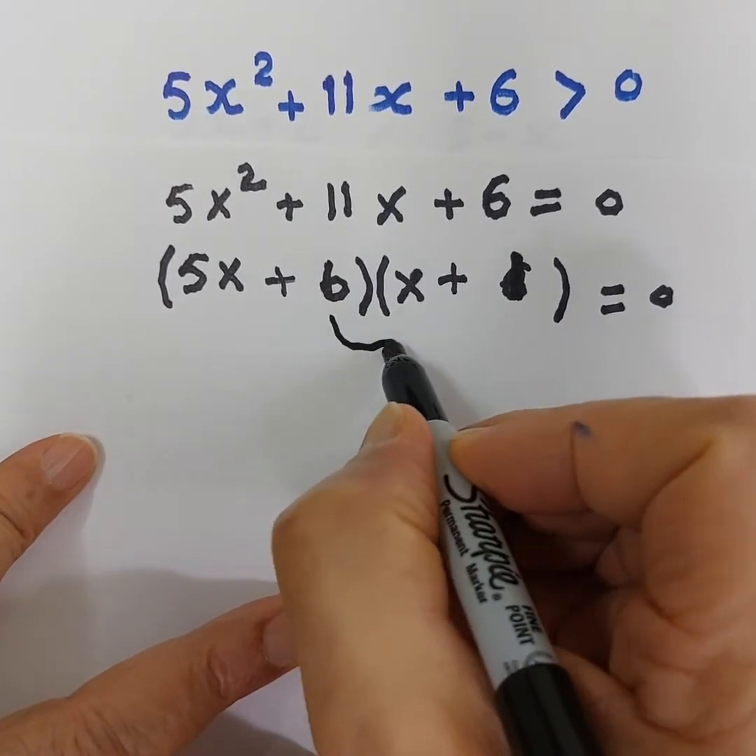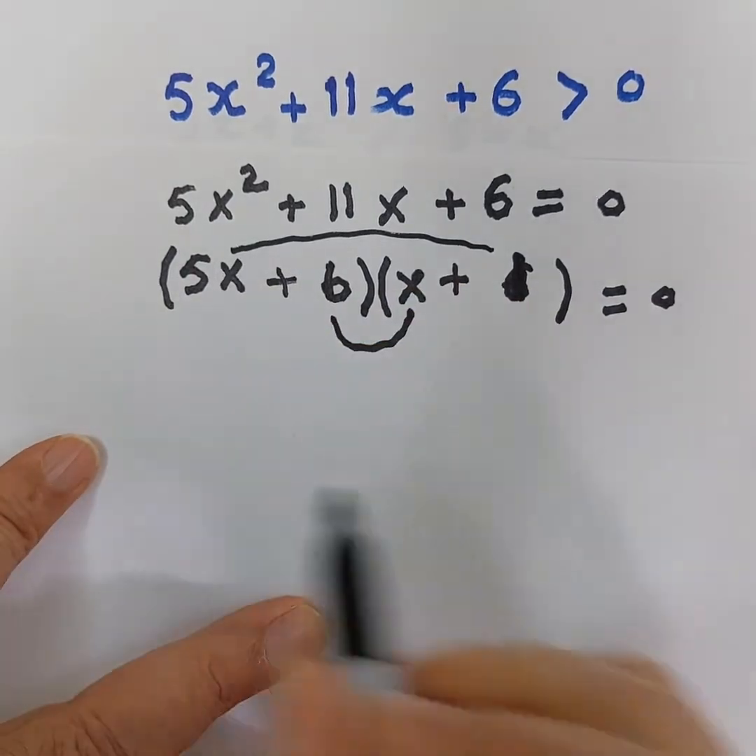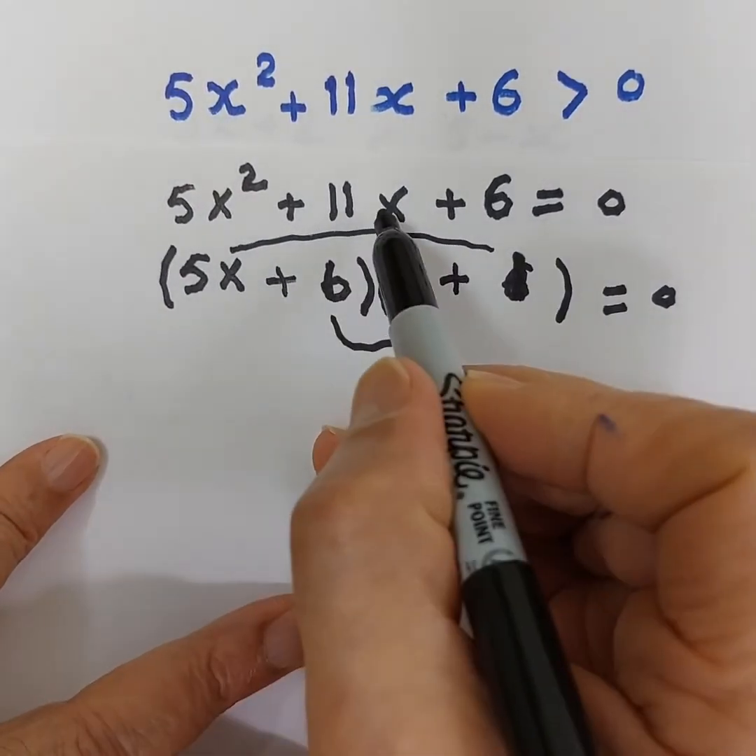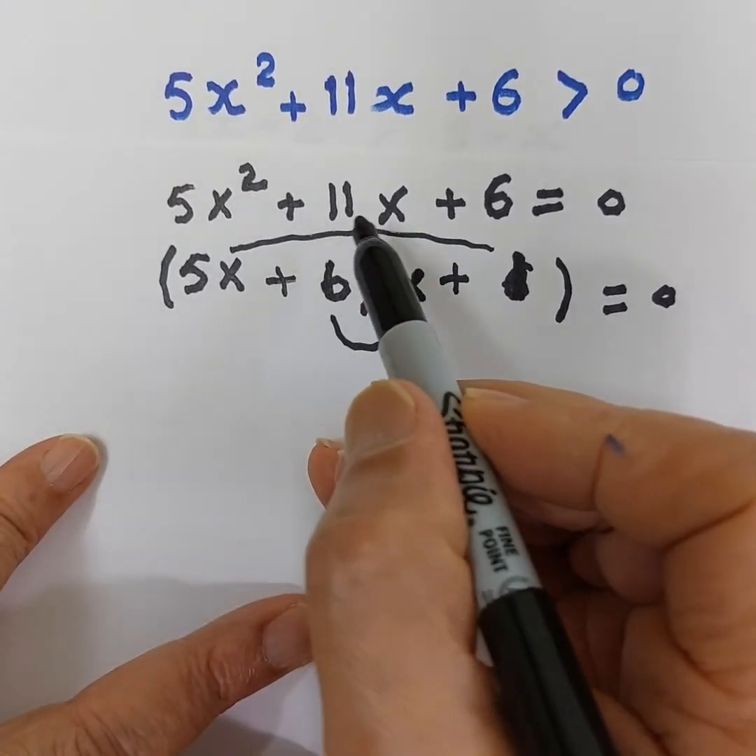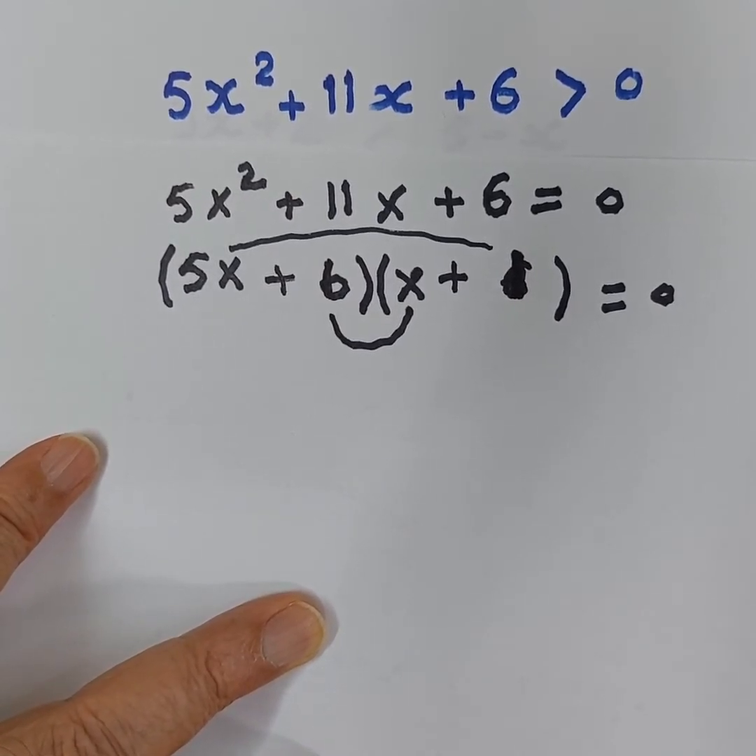Here 6x and here 5x. So 5x plus 6x, that means 11x. That's it, the same number here. So this way is correct. So by factoring, you try a few times until you get the correct answer.